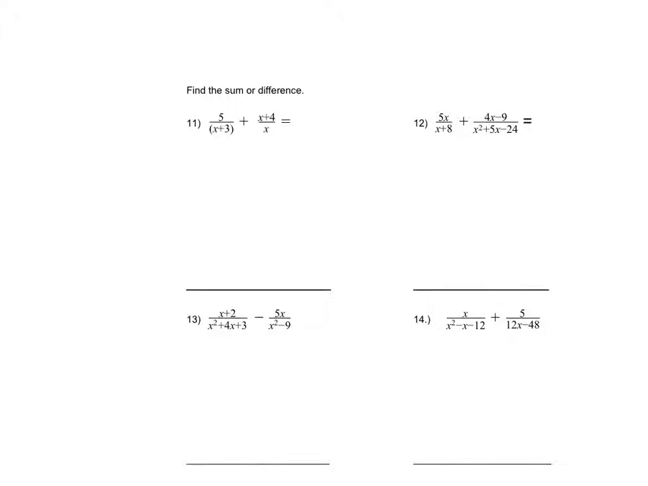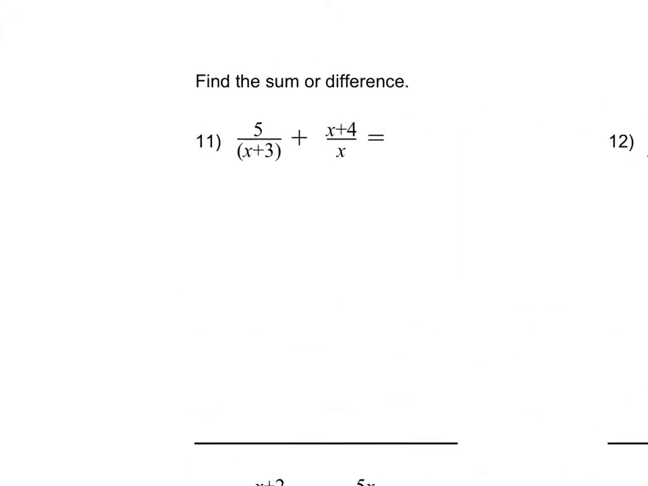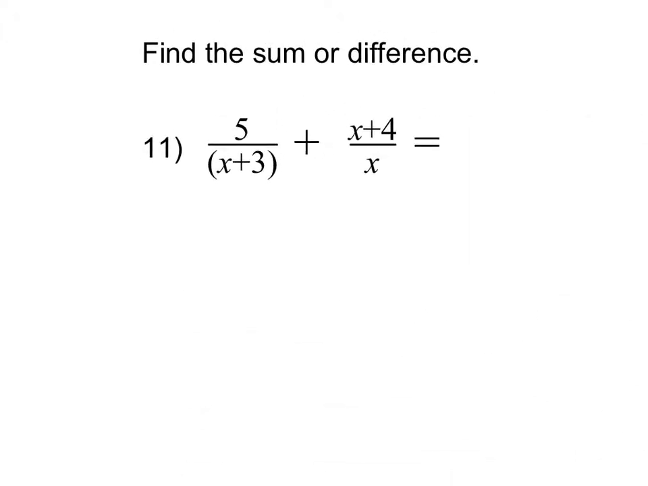Anytime we have to add, we have to find common denominators. We're not solving anything here, we're just adding things together. So I have an x plus 3 and I have an x, which means my denominators need to have both of them in there. So I know that my first term has an x plus 3, it's missing an x. My second one has an x and it's missing an x plus 3. So I need to make sure I'm multiplying the top and the bottom by the same thing.